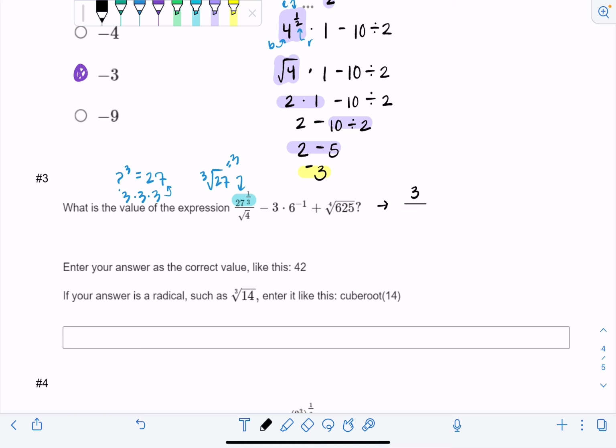And then over the, sorry, just the square root of 4, excuse me. We can just go ahead and simplify that. The square root of 4 is 2, so I'm going to drop a 2 down here. And then I'm just going to copy down the rest of the problem as is. I think that was enough for the first step. So next would be the minus 3. So minus 3, and then times 6 to the negative first power, and then plus the fourth root of 625.